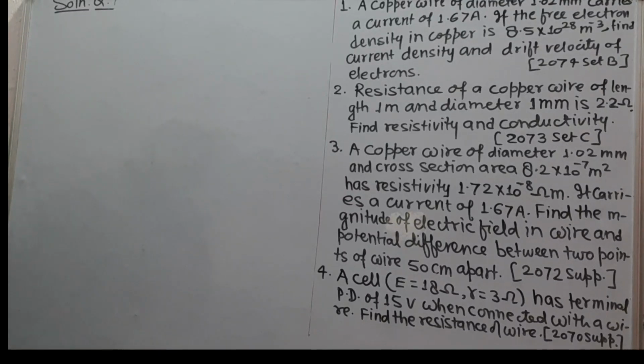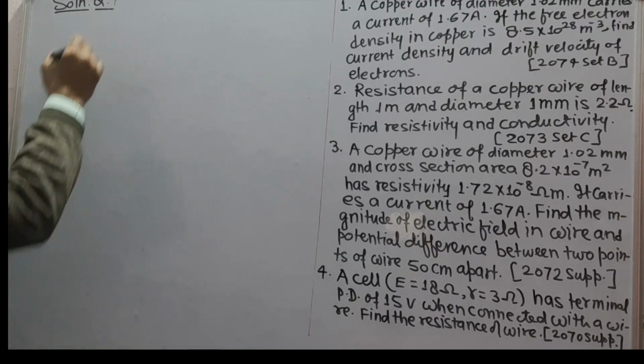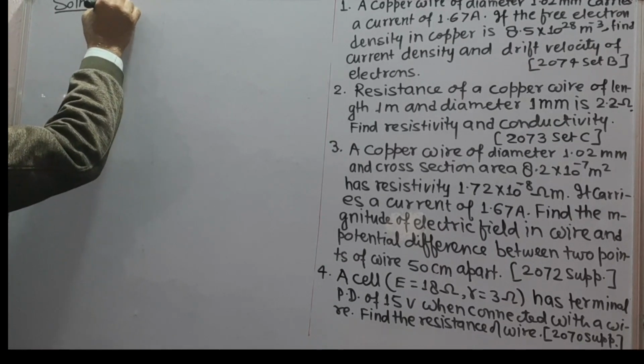Next, question number 2. The question is, resistance of a copper wire of length 1 meter and diameter 1 millimeter is 2.2 ohm. Find resistivity and conductivity. Solution to question 2.